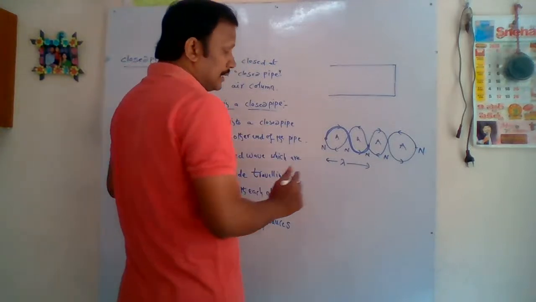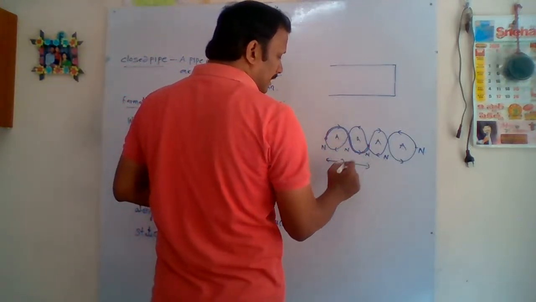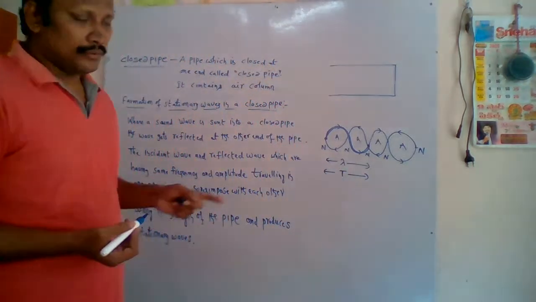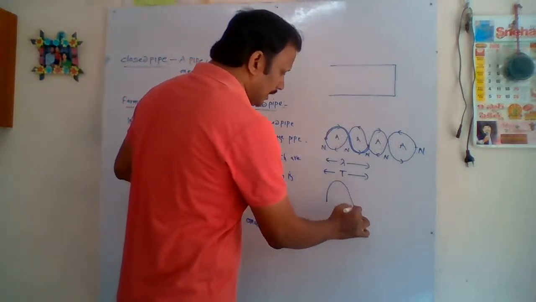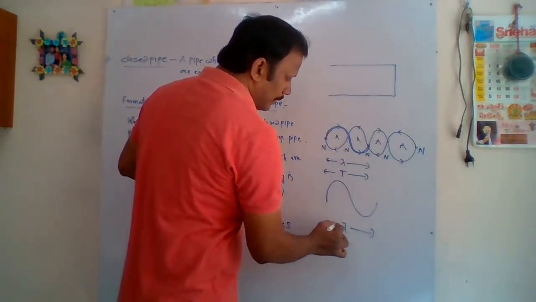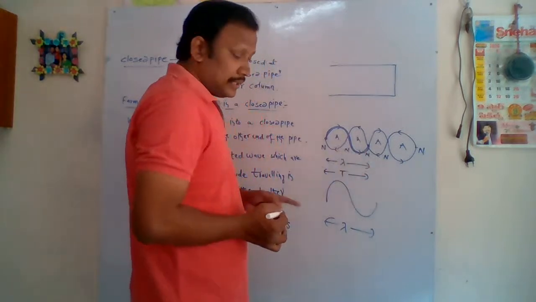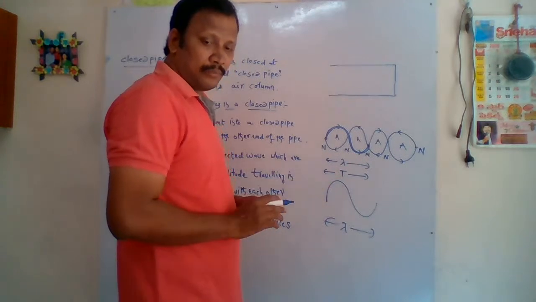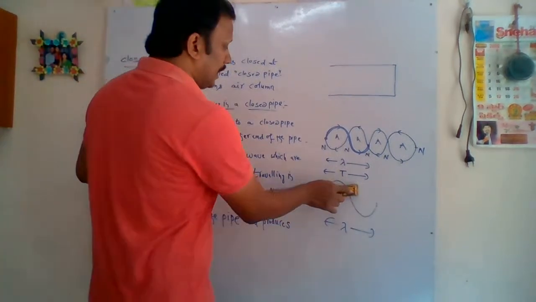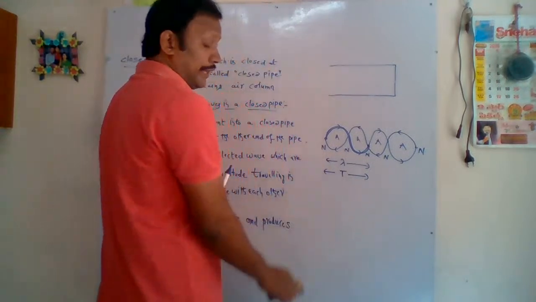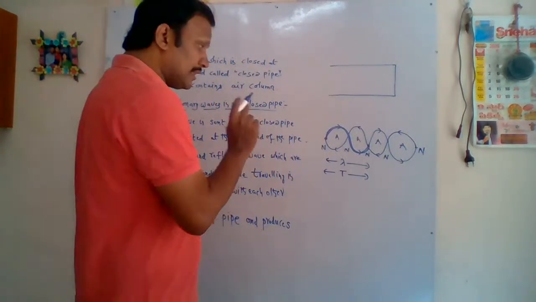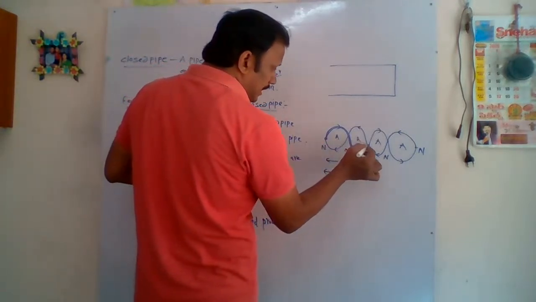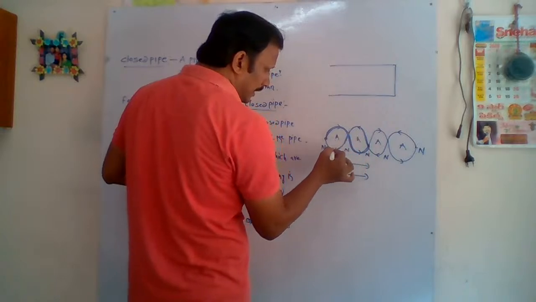Okay? So what is time period? From here to here, the time period is capital T: the time taken to complete one wave. From here to here, this is a complete wave, and the time taken from here to here is the time period, capital T. So lambda is the wavelength of the wave, and T is the time period. Right?